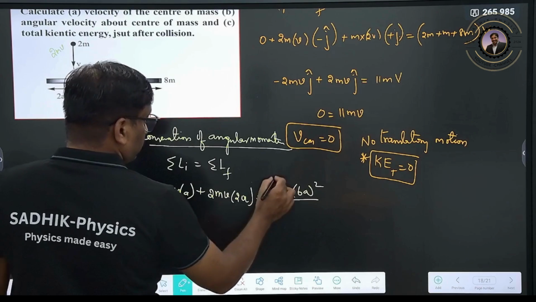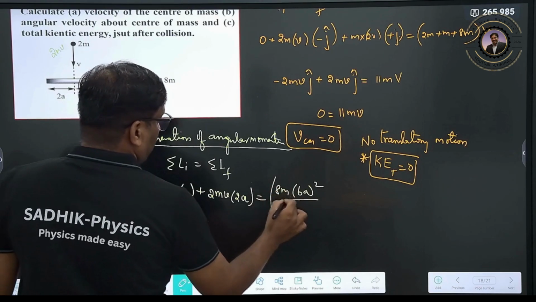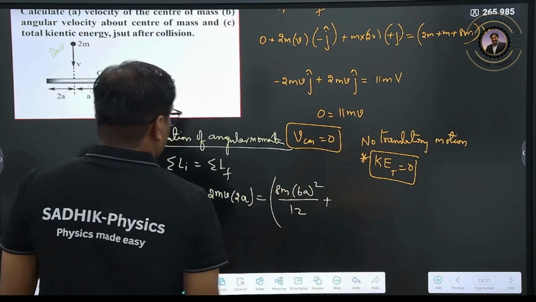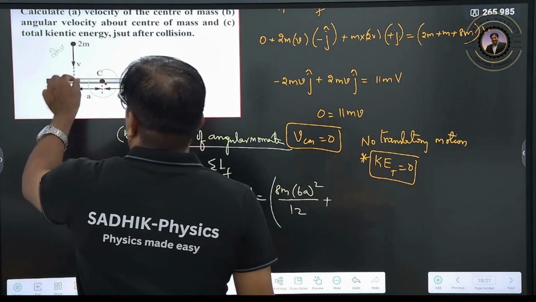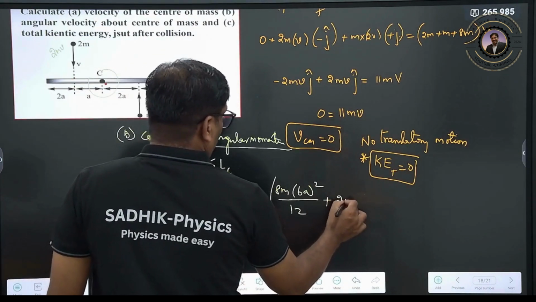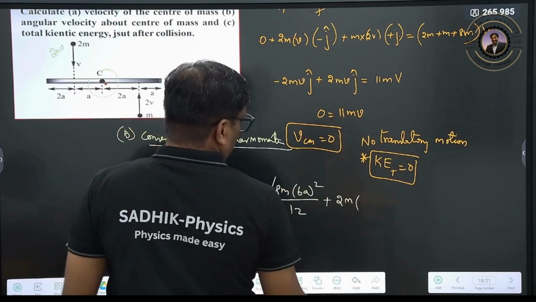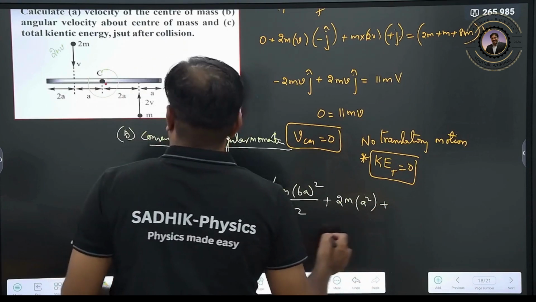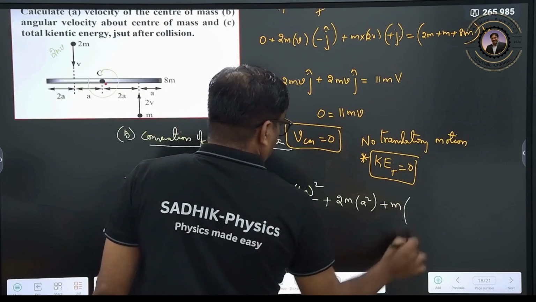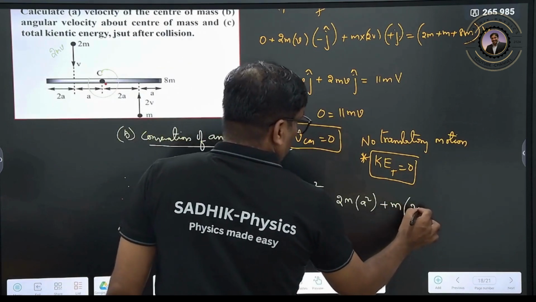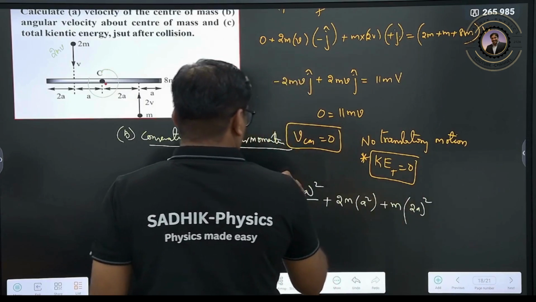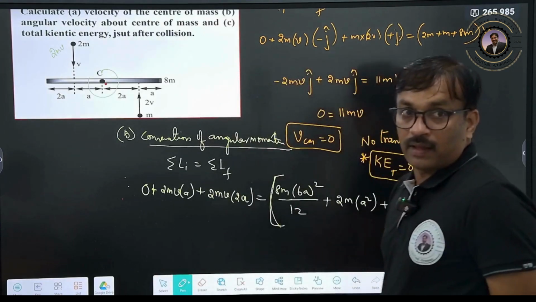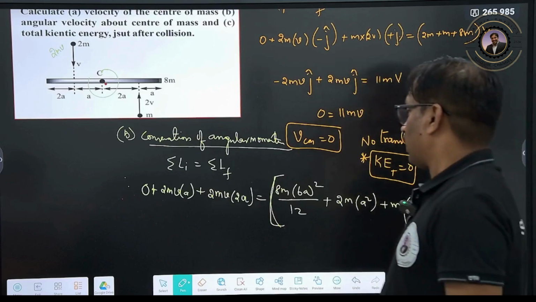8m divided by ml square by 12, plus this mass, therefore 2m, is getting stuck to this one, no? 2m into distance is how much? That is a square, plus this mass m into distance is how much? 2a whole square. This will be your moment of inertia into omega, I omega. Clear?